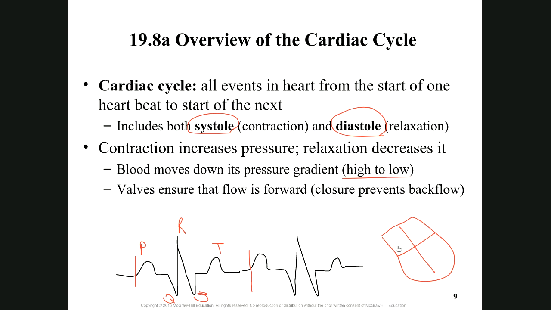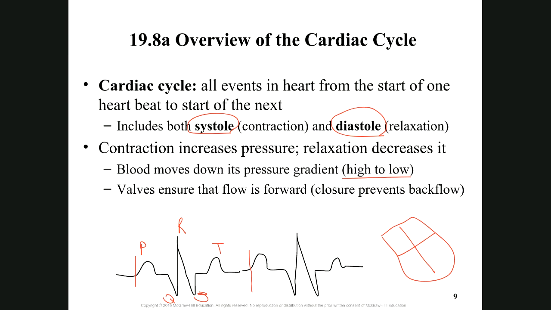When your atria contract, the pressure here increases. At this time, your ventricles are relaxed, and the blood can easily come down from atria to ventricle, from the place where we have higher pressure to the place where we have lower pressure. And the valves ensure that the flow is forward. We should not have backflow of the blood. If we have backflow of the blood, it means that we have valvular insufficiency. Our valves cannot close completely, so we have a problem of blood flowing backward.